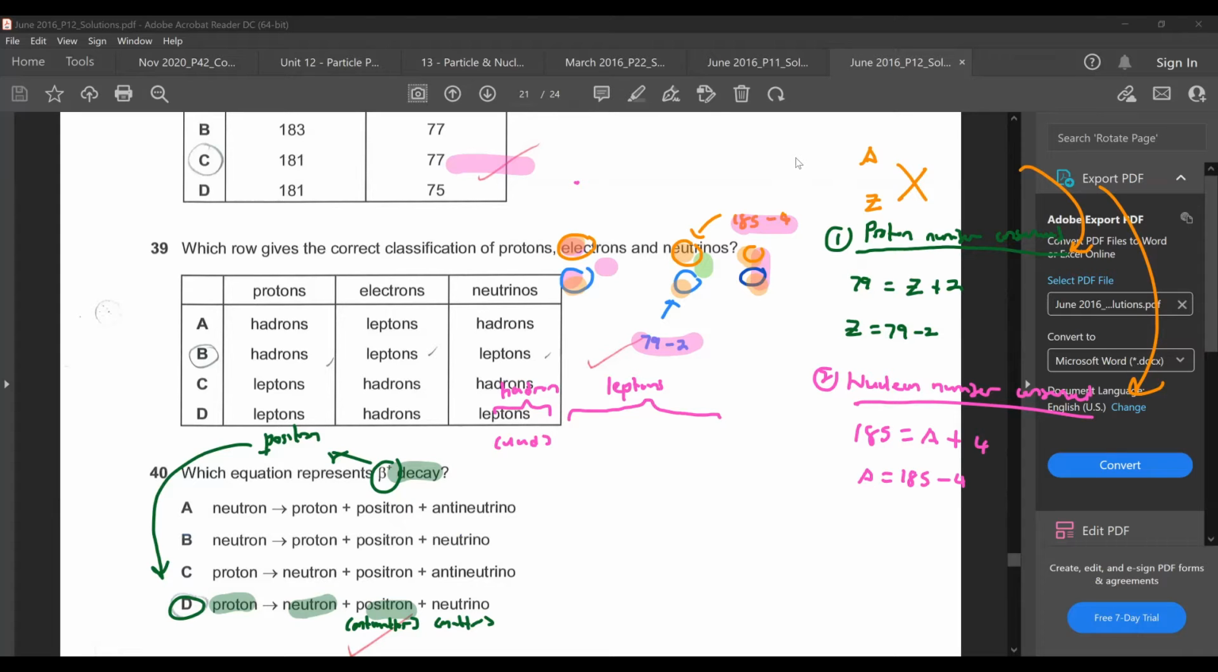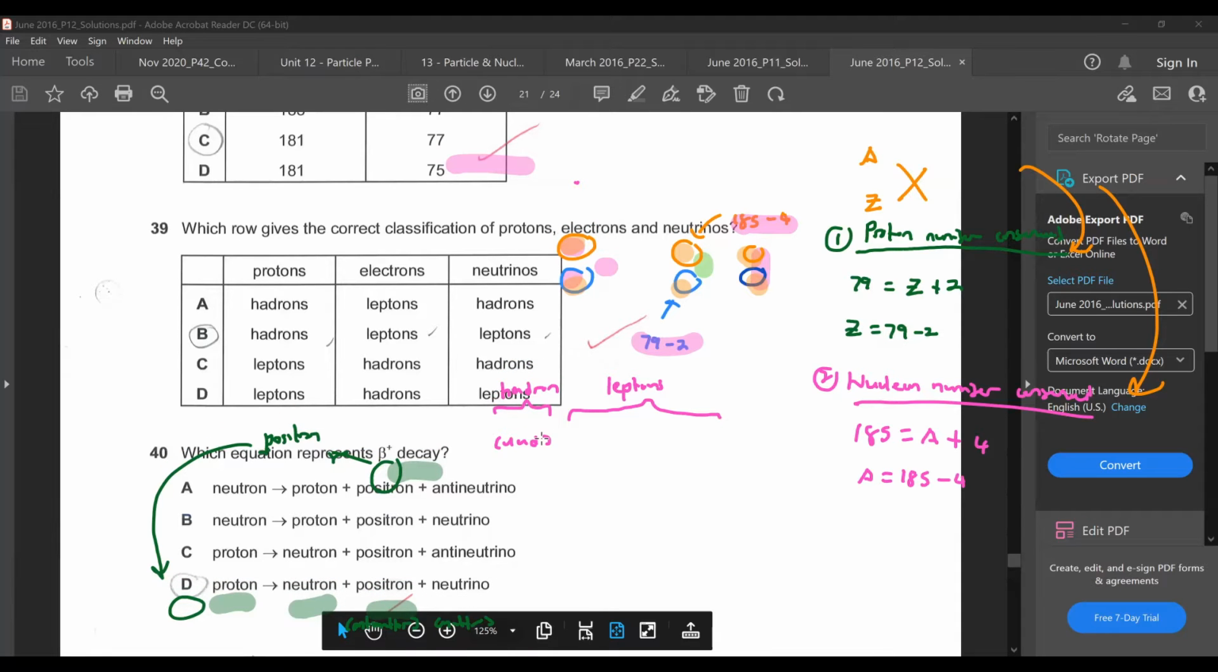It won't be C because you see this one, positron is antimatter. Antineutrino is also antimatter. So just like I mentioned to you, you can see a pattern there usually. It's always a matter and antimatter pair, regardless of whether it's beta plus or beta minus decay. If you see one is antimatter, the corresponding neutrino must be matter. If you see the beta particle is matter, then the neutrino must be antimatter. All right. So basically, that's for this one.